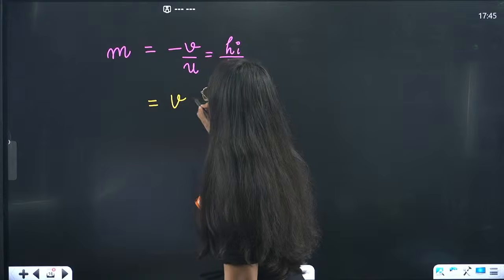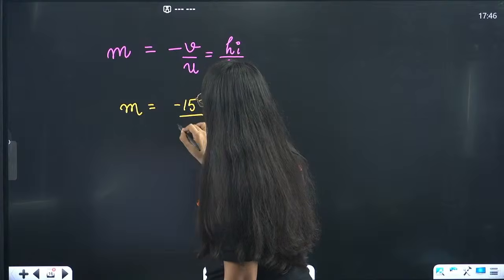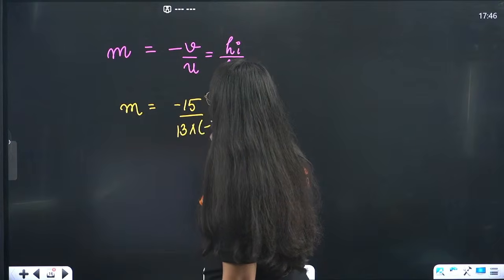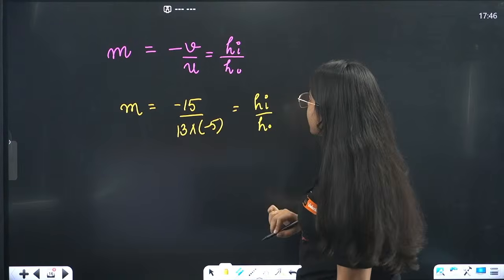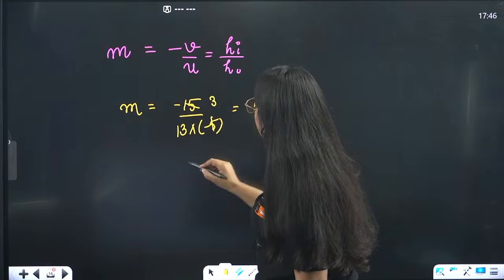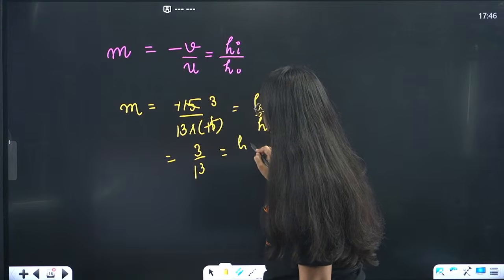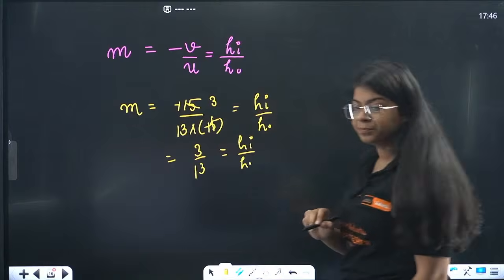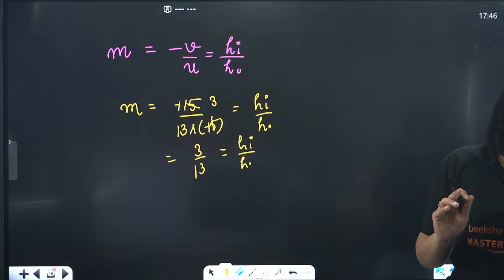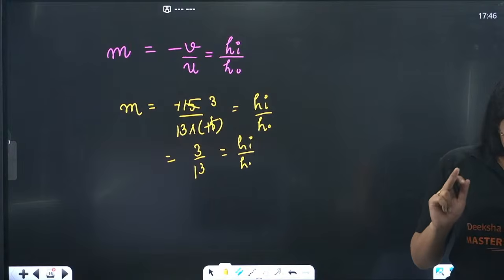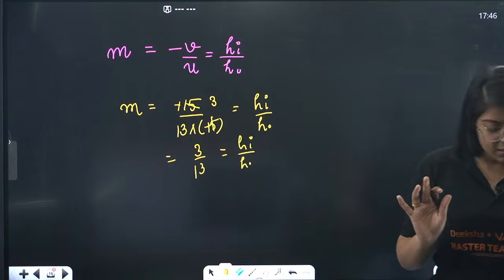So v is 15 by 13. So magnification is what? Minus 15 divided by 13, and u was what? Minus 5, right? Equals height of image by height of object. If you just cancel it, this is 3, and minus minus also cancels. 3 by 13 equals height of image by height of object. Understood? Yes, we will find by -v by u only. That I understood, but the way you all are writing the answers is not correct.